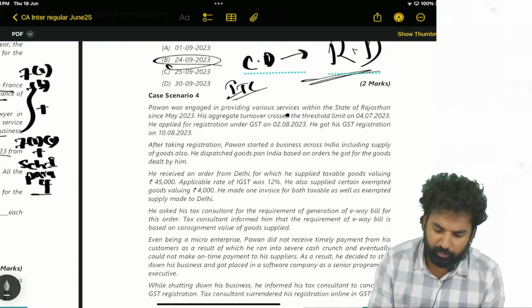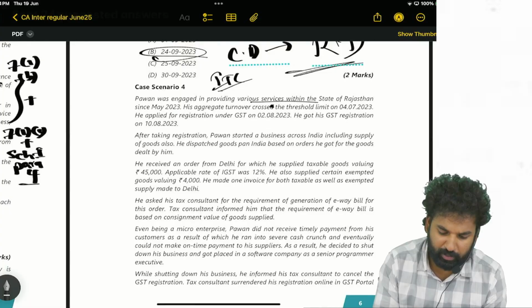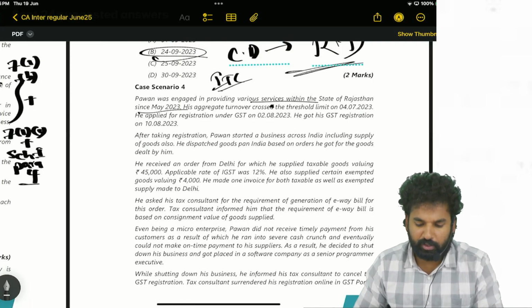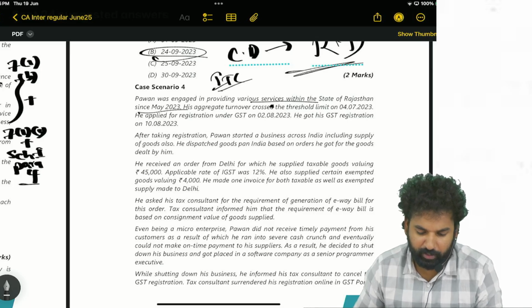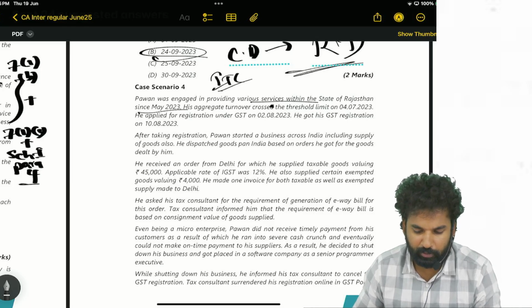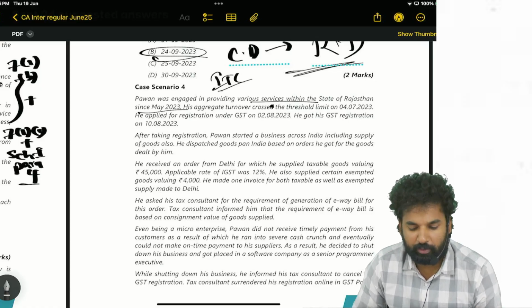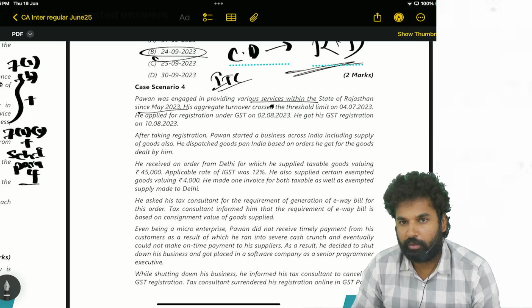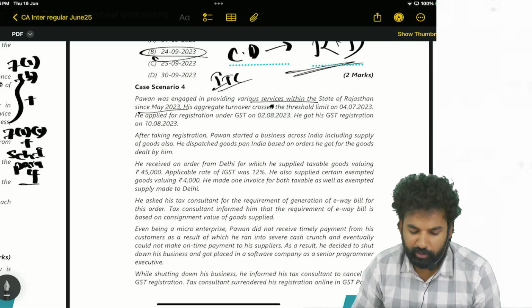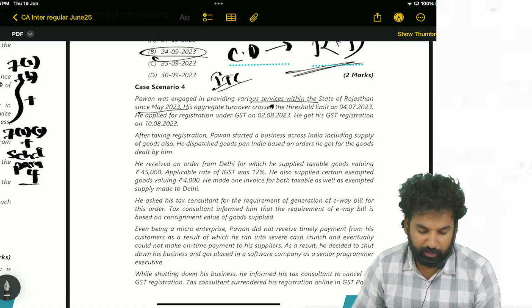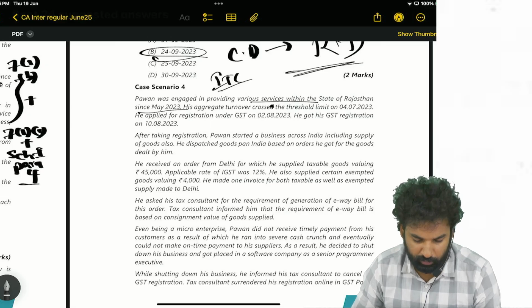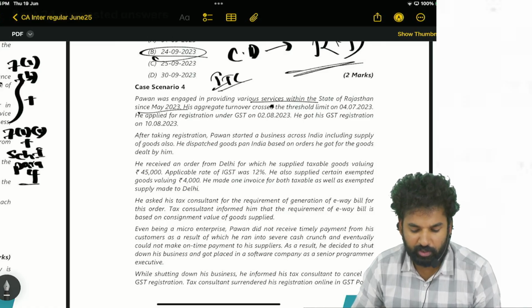Next, Pawan was engaged in providing various services within the state of Rajasthan since May 2023. Aggregate turnover crosses the threshold limit on 4/7/23. Applied for registration under GST on 2/8/23, within 1 month. He got his registration on 10/8/23. After taking registration, Pawan started business across India, including supply of goods also. Dispatched goods pan-India based on orders he got for goods dealt by him. He received an order from Delhi, for which he supplied taxable goods valuing 45,000. Applicable rate of IGST 12%.